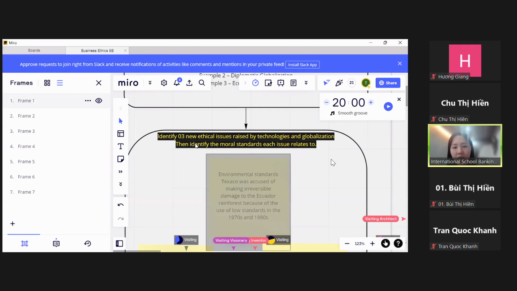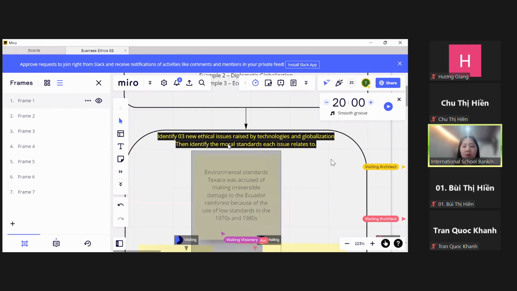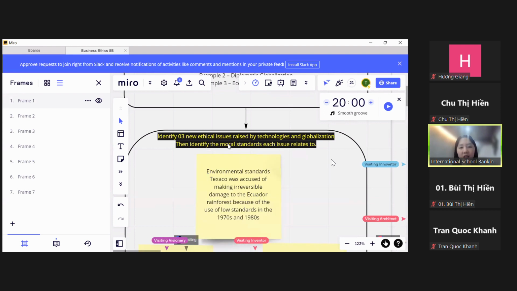And then three ethical issues. So it looks like that the student don't understand what is ethical issue. So ethical issues is a moral issue. Moral issue in business. Maybe some behavior of the firm, they commit to the moral standard. And that becomes moral issue, so ethical issue.